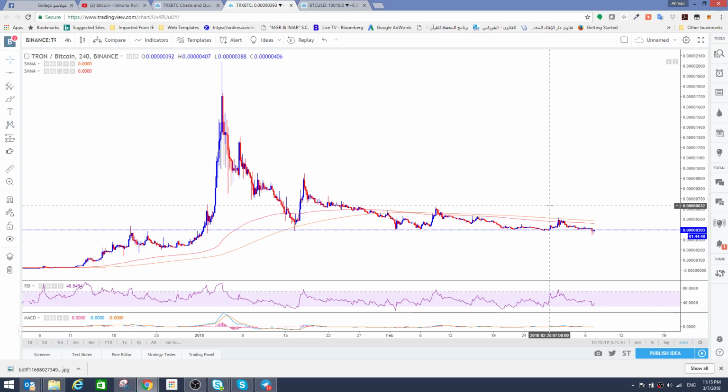Today I will talk about TRX based on our friends' requirements. They asked me for analysis for TRX, so I will do my best to provide the best scenarios for this currency.